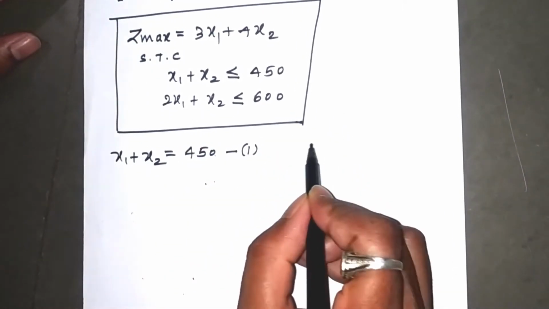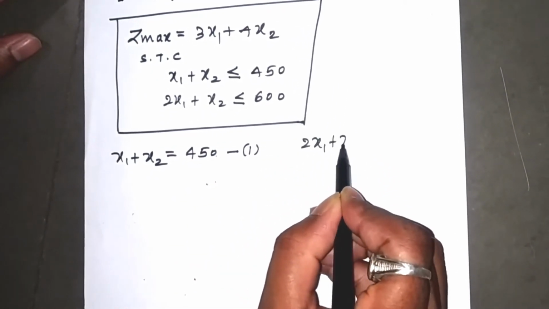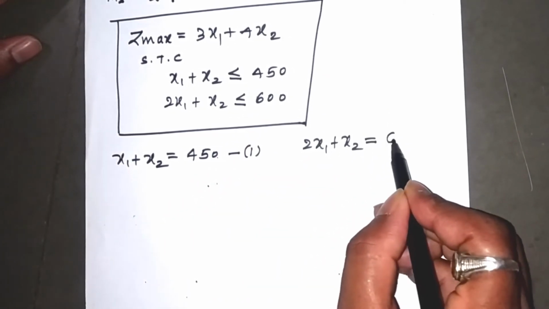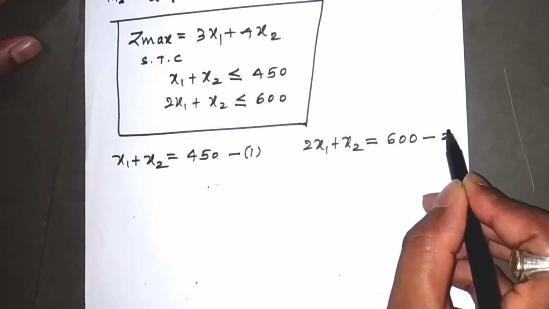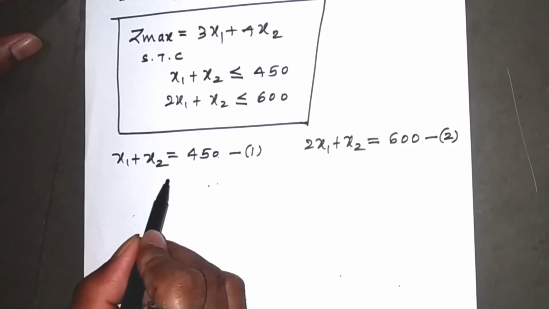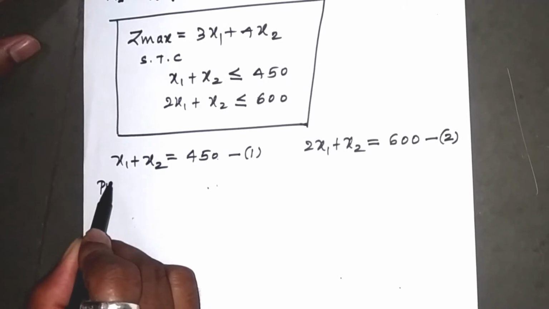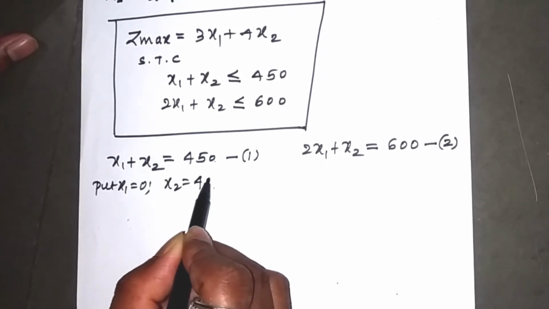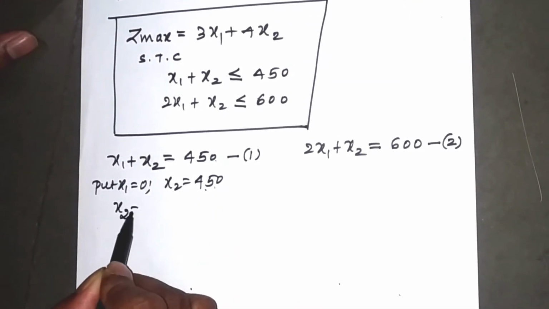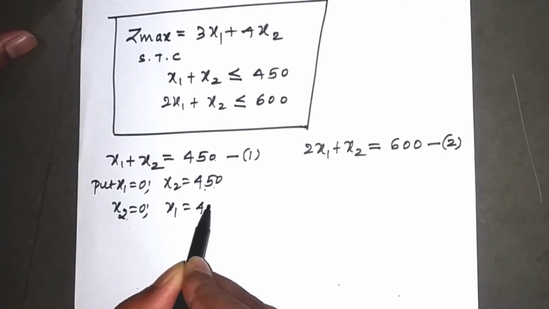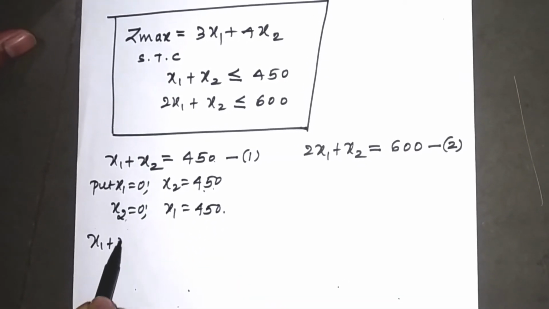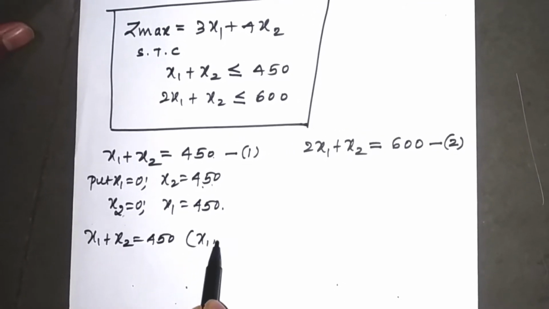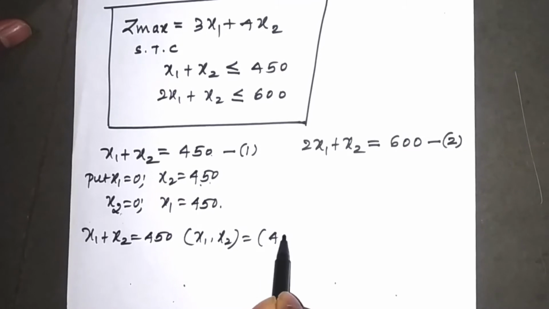And I'll take the second constraint here, that is 2x1 plus x2. Here we have a less than or equal to sign, so I'll make it an equation, equal to 600. And this I call equation number 2. Now I'll go ahead with the first equation. In the first equation you put x1 equal to 0. When I put x1 equal to 0, I'll get x2 as 450. Similarly, if I put x2 equal to 0, I'll get x1 equal to 450. So for x1 plus x2 equal to 450, I got my coordinates x1 and x2 as 450, 450.